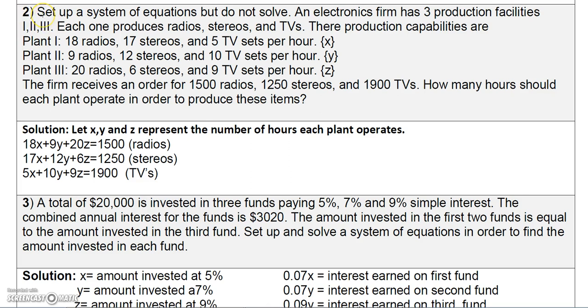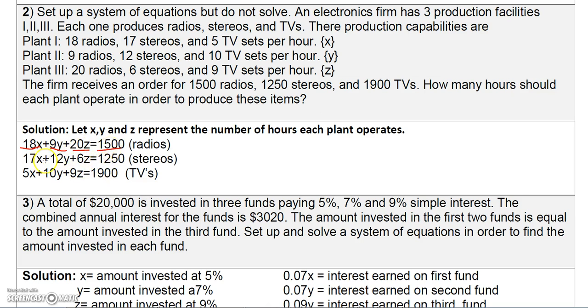Okay, so to set up the second problem, you know you have to have 1,500 radios. And since x, y, and z represent the number of hours each plant operates, you get 18 radios per hour for plant 1, 9 radios per hour from plant 2, and 20 radios per hour from plant 3. So 18x plus 9y plus 20z has to equal the total number of radios, 1,500.